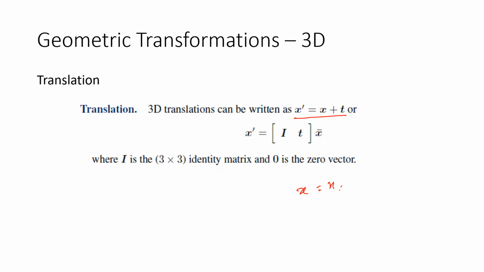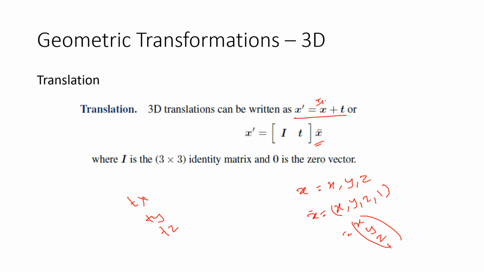We know x in 3D point is represented x, y, z, and it can be converted into homogeneous x comma y comma z comma 1. On representing it as matrix, we can say it as x, y, z, 1, and the translation vector tx, ty, tz. So in order to convert the inhomogeneous into homogeneous, we are going to use the formula [I t] times x, where I is the identity matrix. So 1 0 0, 0 1 0, 0 0 1, and the translation vector tx, ty, tz. We have to append the 0 vector and add with 1.